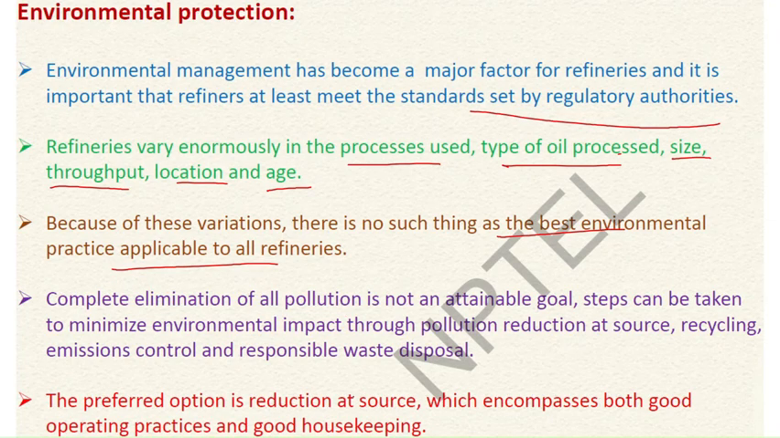The preferred option is reduction at source, which encompasses both good operating practices and good housekeeping. It is preferred that you reduce the pollutants at the source itself, so that the processing of different crude at different stages, the secondary procedures and the primary processing, becomes much easier.